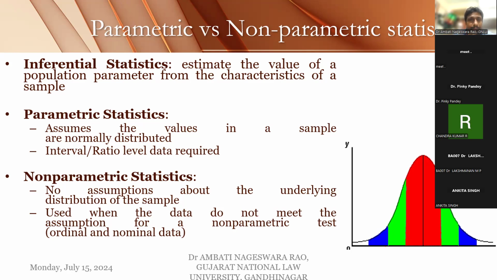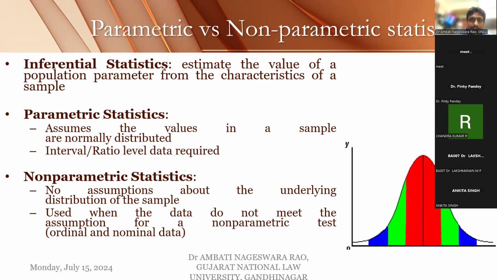Point number four, every test has certain variables. For example, I'm going to show you a couple of tables. For example, if you have one dependent variable, by using this particular dependent variable, one can go with a one sample t-test.